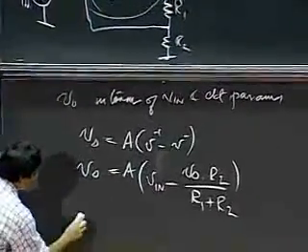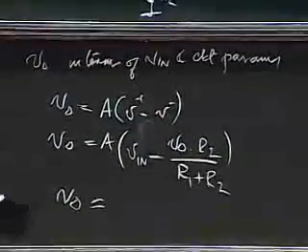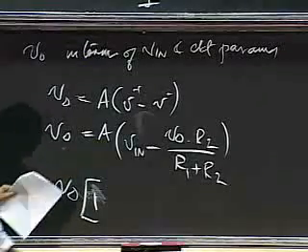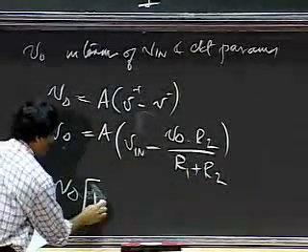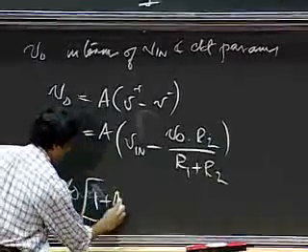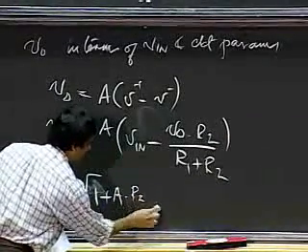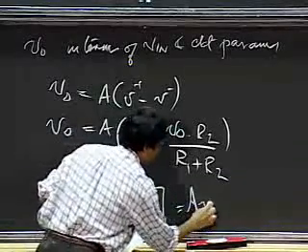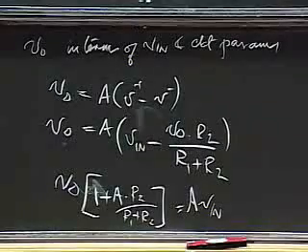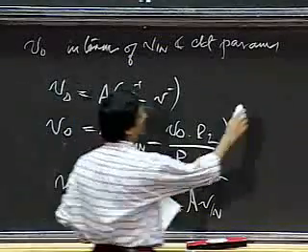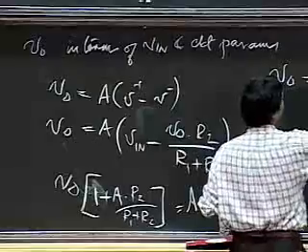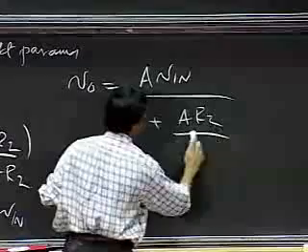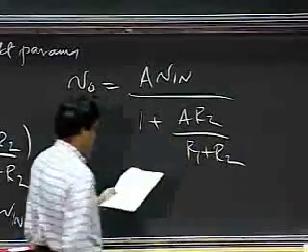And so I can simplify it further and write this as V naught. So I get, there's a 1 here, and I move this thing over to this side. So I get 1 plus A times R2 divided by R1 plus R2, and that's equal to A V in. And simplifying it some more, I get V naught is A V in divided by 1 plus A R2 divided by R1 plus R2.